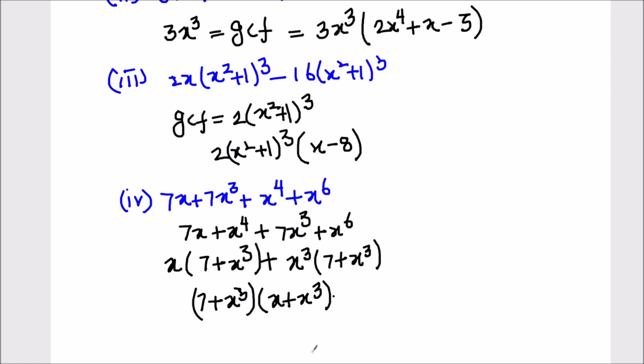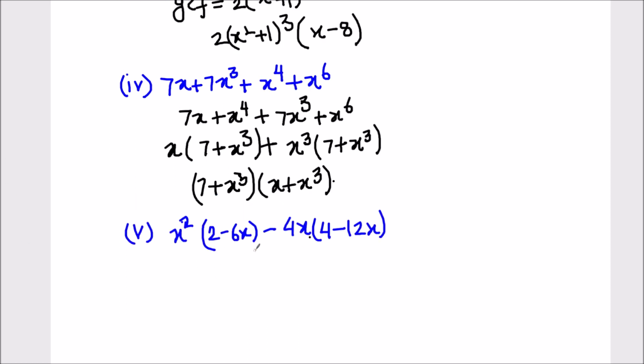Let's do our last example. In the last polynomial, we cannot see anything common between the terms. We'll first multiply and open the brackets so we can take some common terms out. So that's going to be 2 times x square minus 6 times x square is x cube minus 4 times x times 4 is 16x and minus 4x and minus 12x will be plus 4 times 12 is 48 x square.